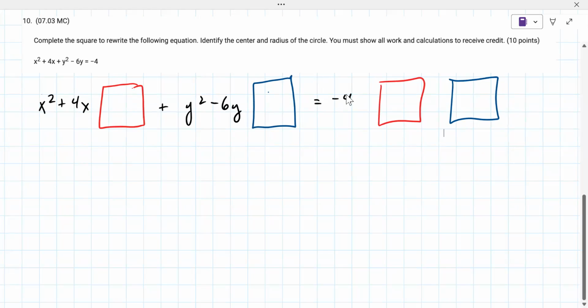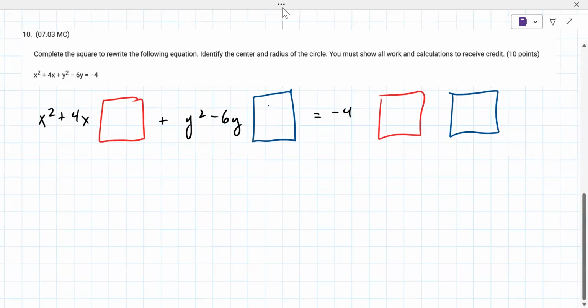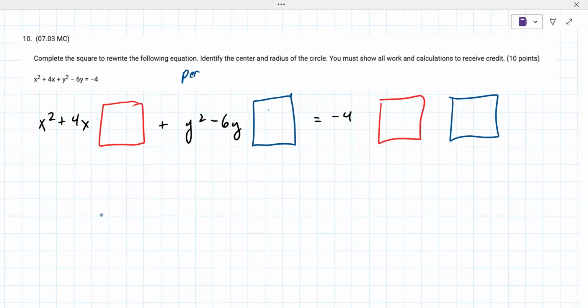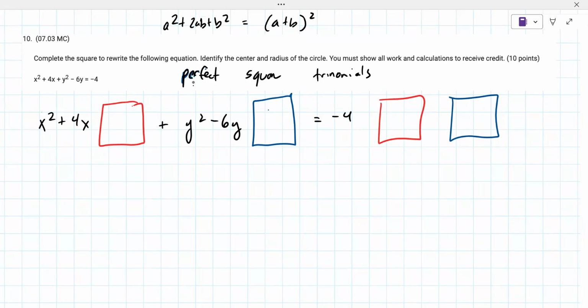There's a lot that leads into this, but completing the square is based on what are called perfect square trinomials. Here's the perfect square trinomial: a squared plus 2ab plus b squared becomes (a plus b) squared, like that.